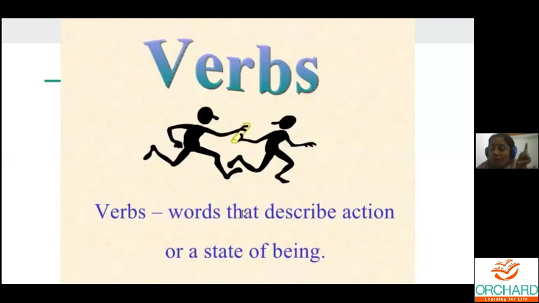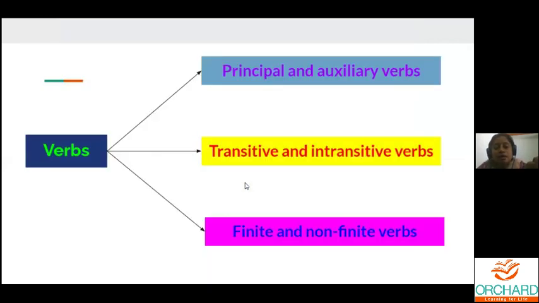So verbs describe action. Yes, the words that describe action are called verbs. Just now we saw in the video, and you know that. Now we can classify the verbs as principal and auxiliary verbs, transitive and intransitive verbs, finite and infinite verbs.